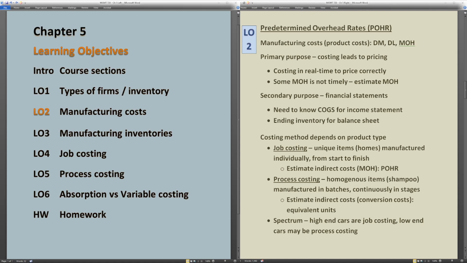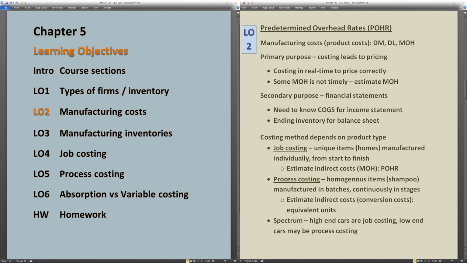And what is the primary purpose of looking at these three costs? Understanding these costs leads to our ability to price. In other words, if we know how much it costs us to make it, we can therefore figure out how much we need to charge for it. But you have to remember, during a production cycle, we need to figure out the costs in real time to be able to price correctly.